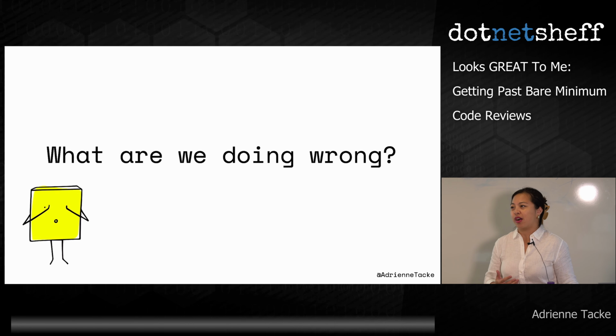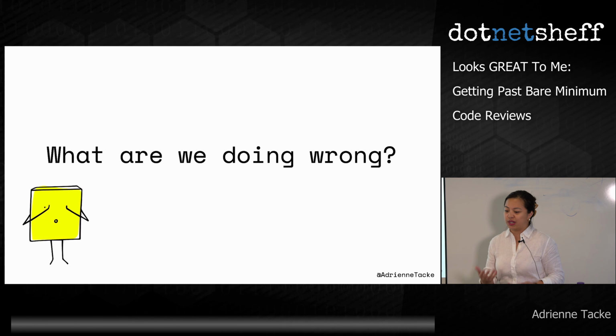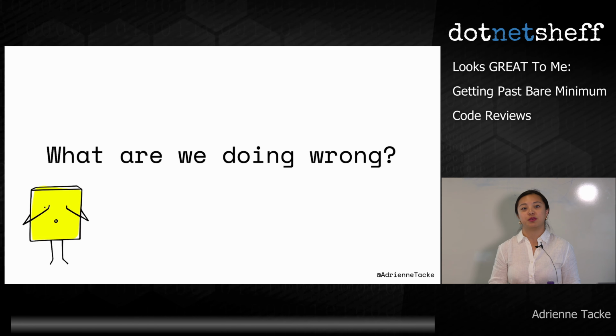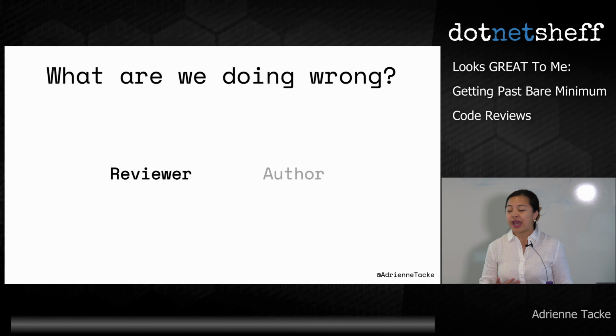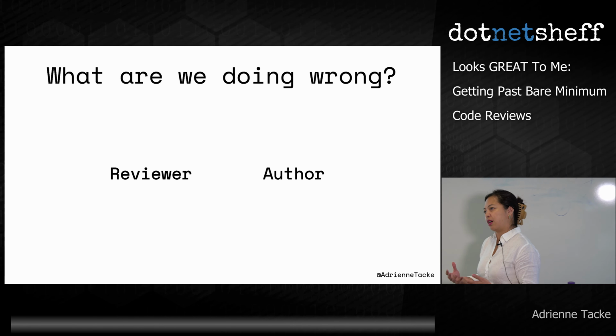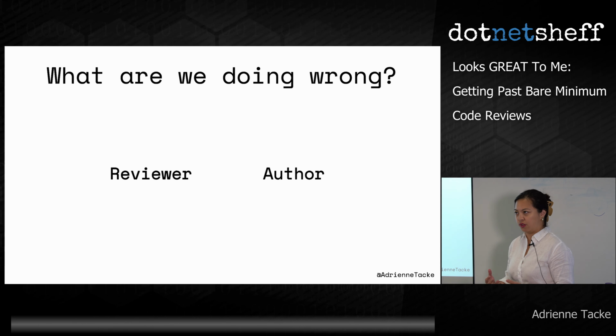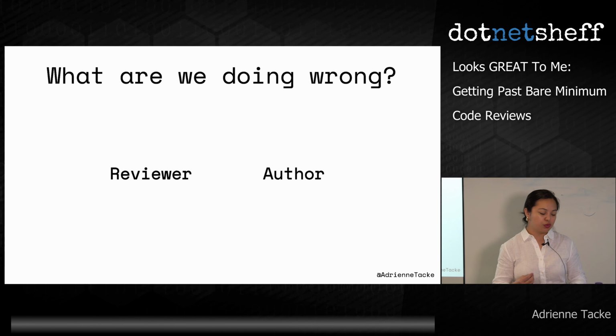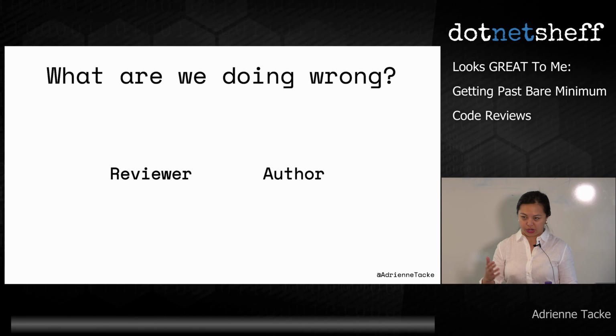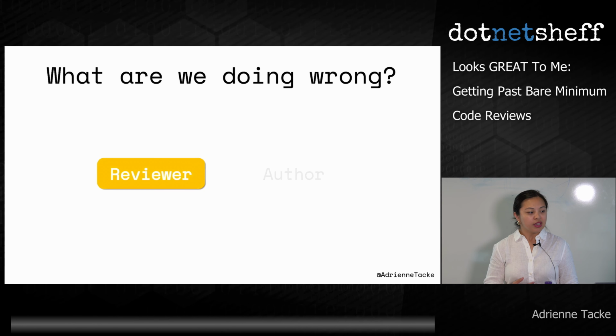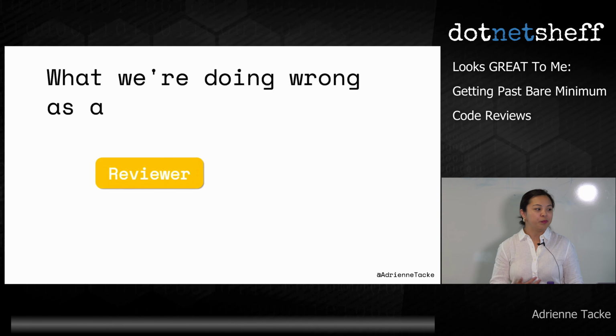So what are we doing wrong? In order to take a look at what goes wrong in code reviews, we need to look at it from two perspectives. We need to look at it through the reviewer and the author's perspective. I know there's a few different ways that we can look at code reviews more synchronously. Maybe you do it through email reviews, but in this case, we're going to go through where there is a reviewer and there is an author in the reviewing mechanism. And so we'll start with the reviewer.